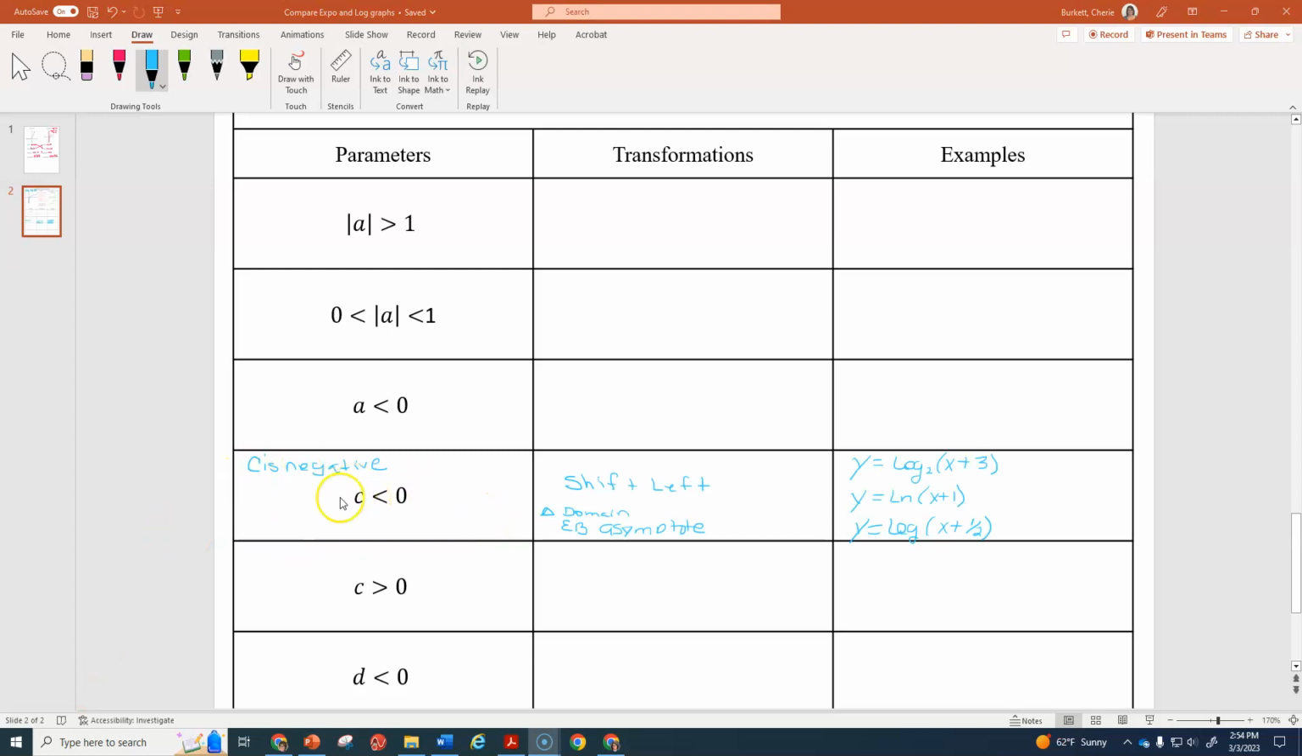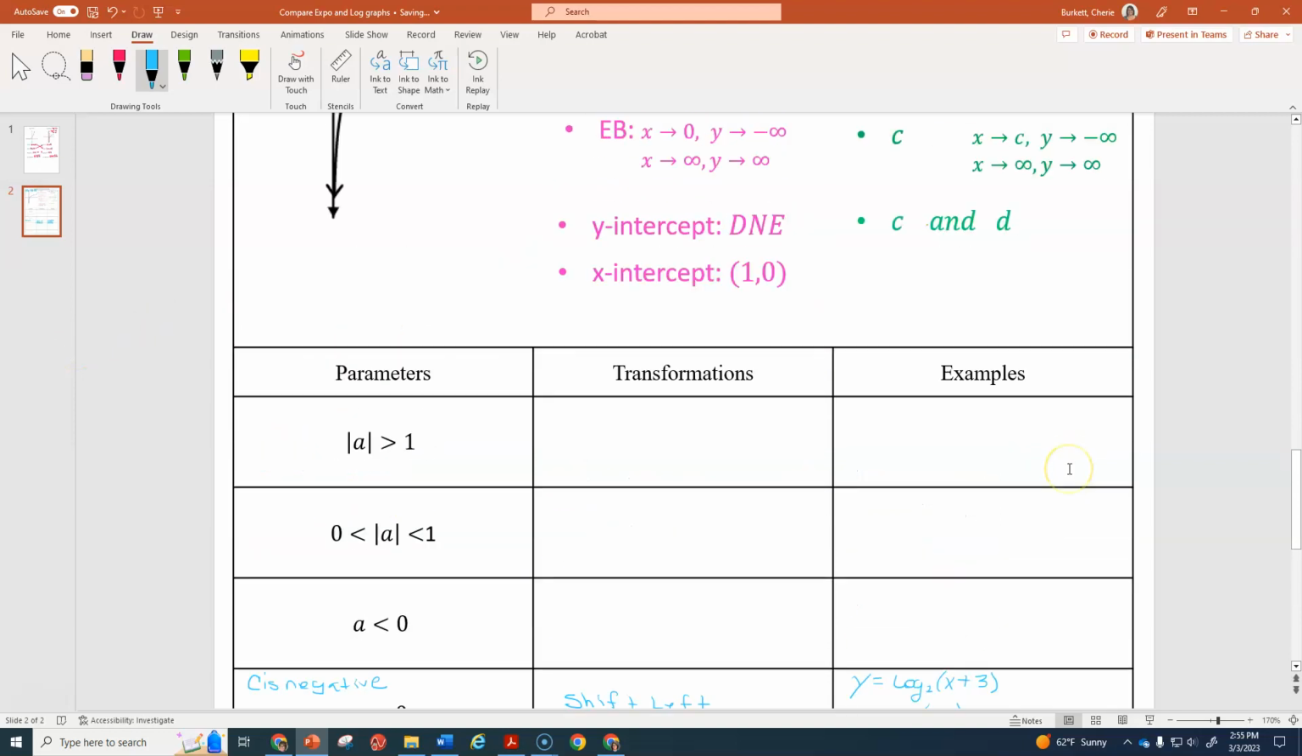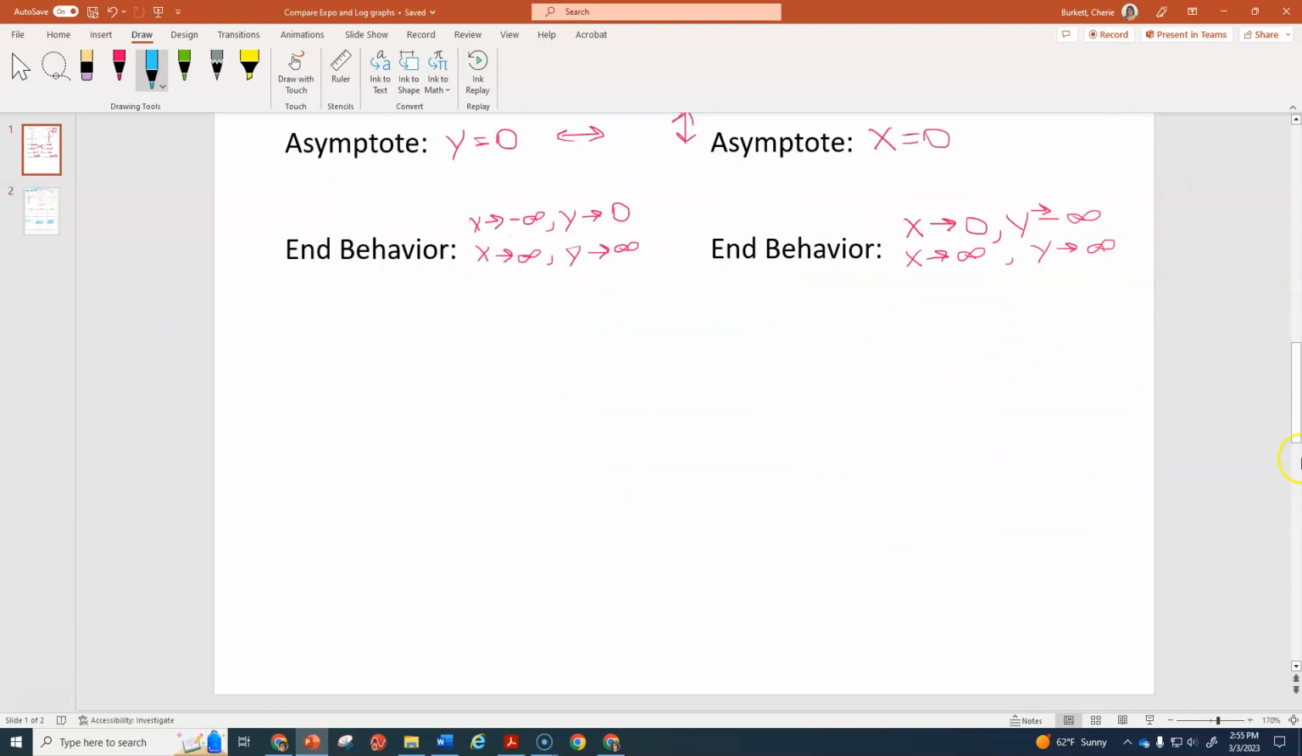Okay, so this one right here says that C is less than 0. That's how it reads, but what it says is that C is negative. And we know that if C is negative, then it's going to cause a shift left. Don't forget that it's going to change my domain, my end behavior, and my asymptote. That symbol right there is a triangle, and the triangle, as y'all have learned in all your science classes, stands for the word change.